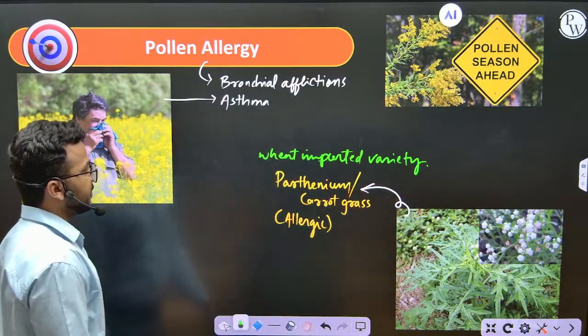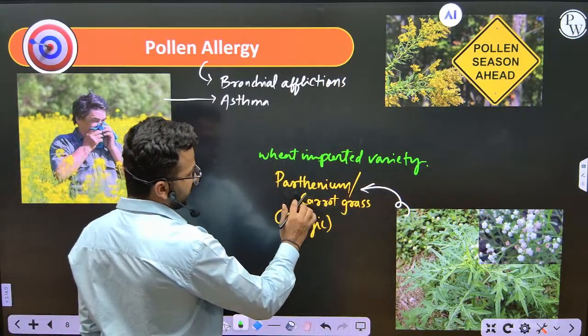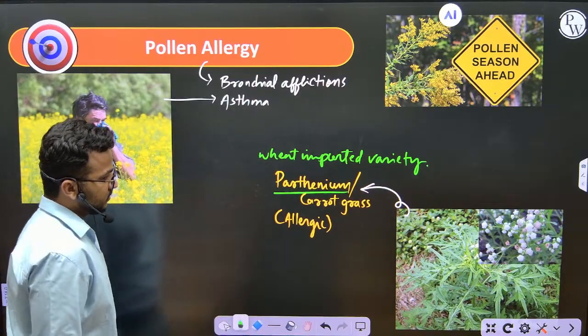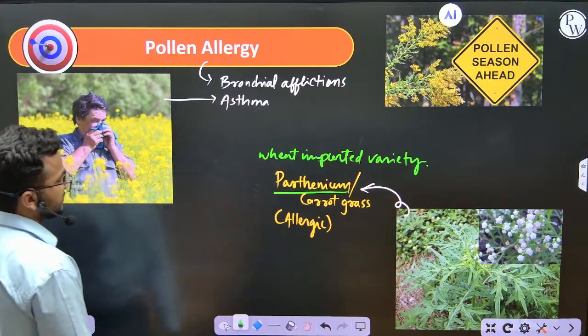So along with the imported wheat variety, it comes to India. That is Parthenium species, or carrot grass. So it is everywhere now, and that is also causing some allergies.